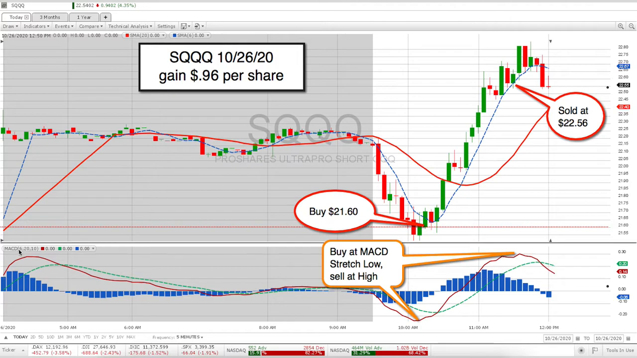Now, we use the MACD. The 6 is the slow period, the 20, and then the 10 is the histogram, the blue part here.